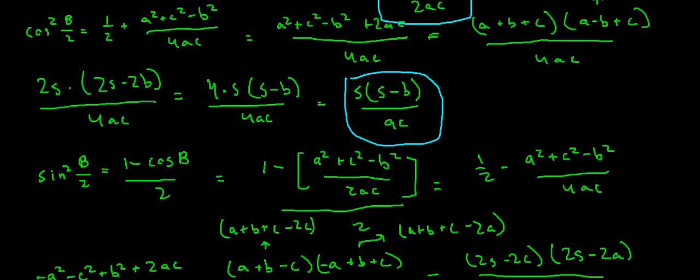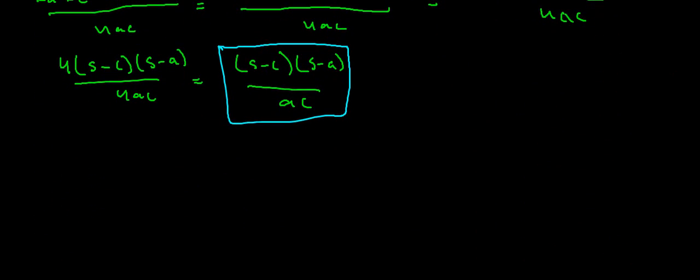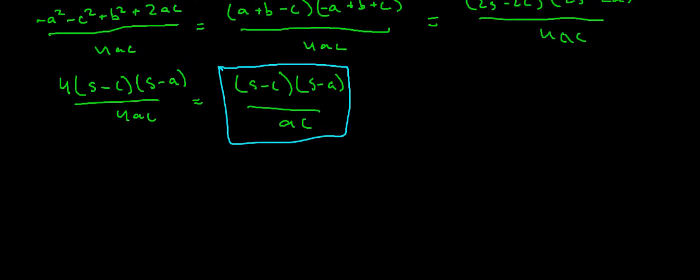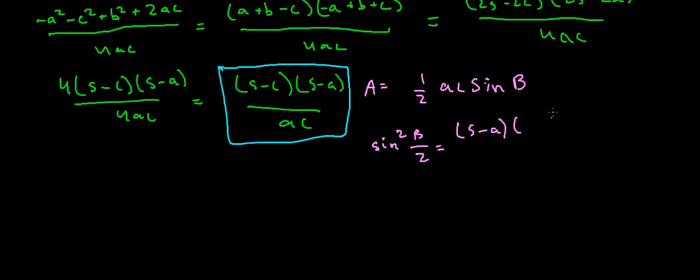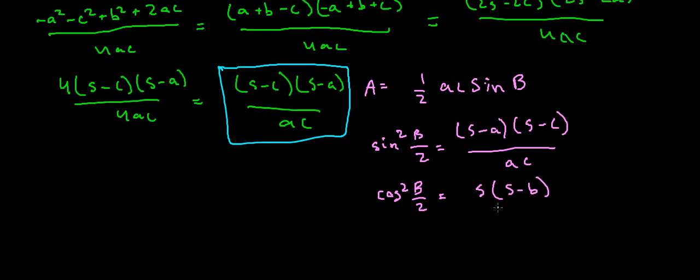So now I almost can finish this formula. Let me rewrite everything down here because this is getting a little bit too ridiculous. I'm trying to get the area. Area is equal to 1/2 AC sine of B. So right now I have these two things. I have sine squared of B over 2 is equal to, may as well put these in alphabetical order this time, S minus C times S minus A over AC, and then I have cosine squared B over 2 is equal to S times S minus B over AC.